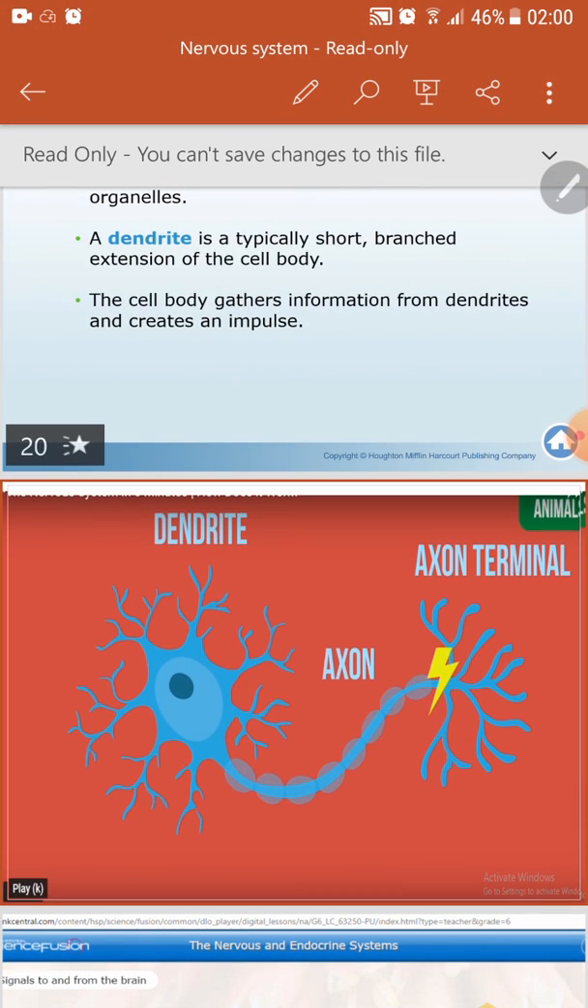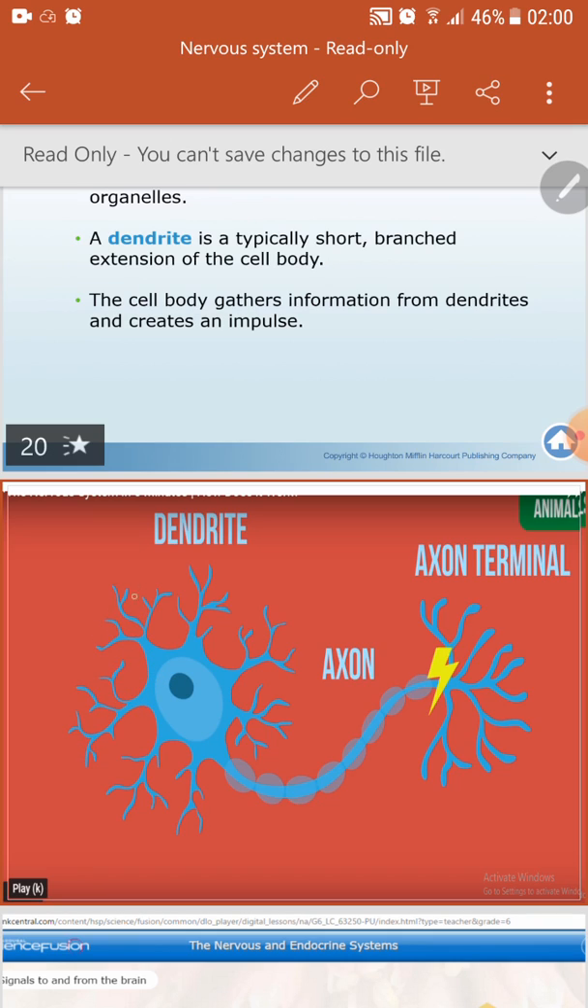Okay, how is the impulse moving inside the neuron? Actually, the dendrite will collect the electric messages from the receptors. If it was sensory, let's say this is a sensory neuron, it will take the information from the receptors. Receptors are specific cells that will receive the sensation in our 5 senses. Then these receptors will convert the sensation into impulses. Then the impulses will be taken by the dendrites.